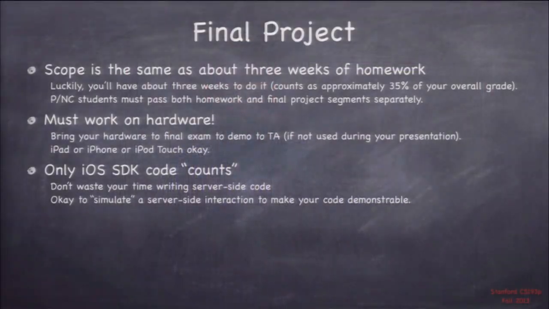So that's that. The scope is basically 3 weeks of homework worth of work. You should know by now approximately what that is. Remember, the pass/credit people have to pass both the homework section and the final project separately. You can't bomb one and get an A on the other and pass this class. Your final project has to work on hardware. You have to show it working either in a demo in your 2 minutes, or if you don't show a live demo in your 2 minutes, you have to show your TA.